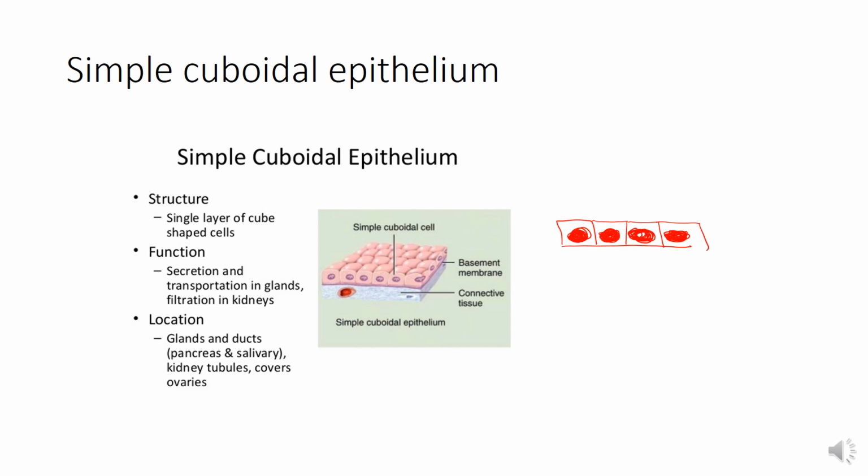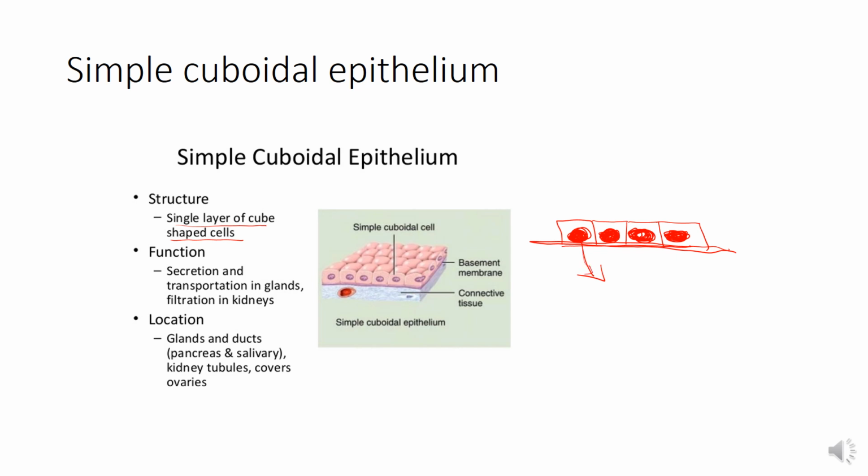Here you can see the spherical, rounded central nuclei and a layer of single cube shaped cells resting on the basement membrane. You can recognize the cuboidal cells by the nucleus. In the epithelium, you can recognize the type of epithelium by the shape of the nucleus, not by the shape of the cell. You cannot recognize it properly by the cell, but you can by the shape of the nucleus.